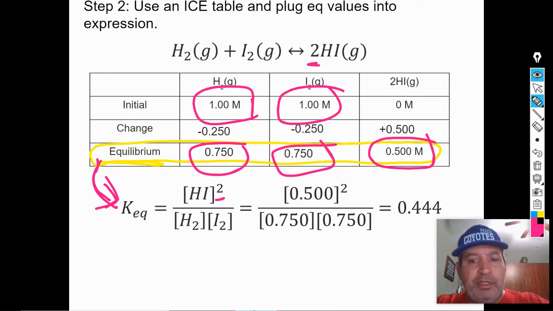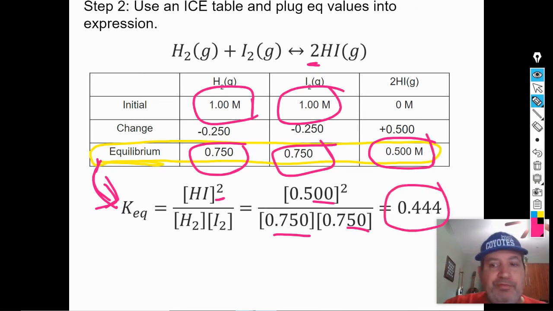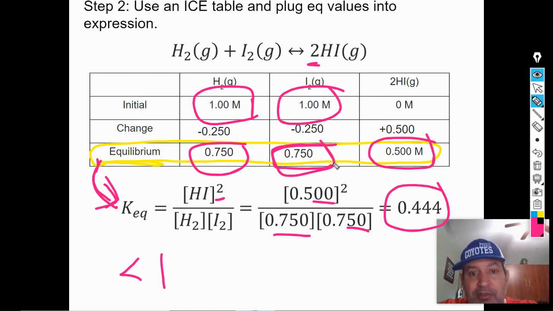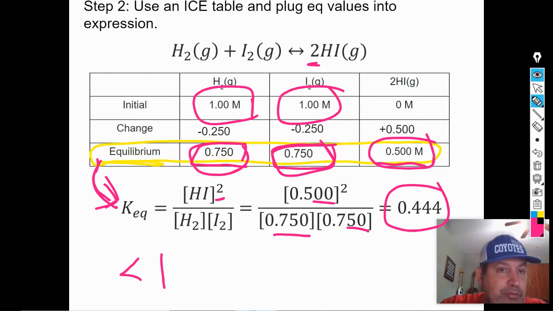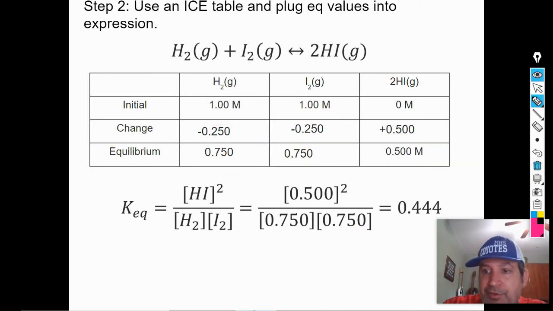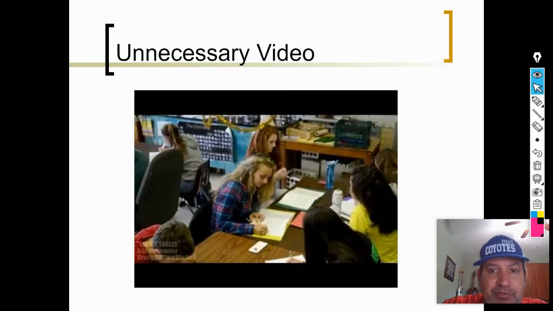And so once I plug that stuff in, now I've got the K value. It's 0.4444. It's less than 1, which means that the reactants are favored at this temperature at equilibrium. And you can see it. There's 0.75 of them, and there's only 0.5 of that. So it works out. It makes sense. And so that's how we get the K when we don't know all the equilibrium concentrations. And you can tell a lot from the K value.